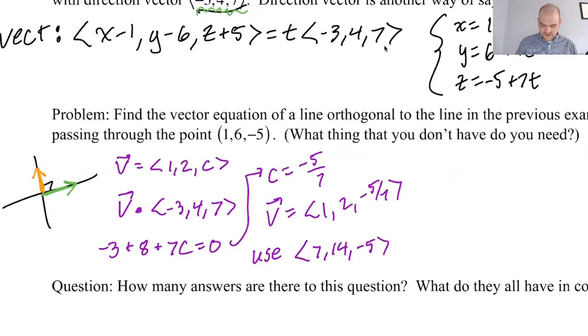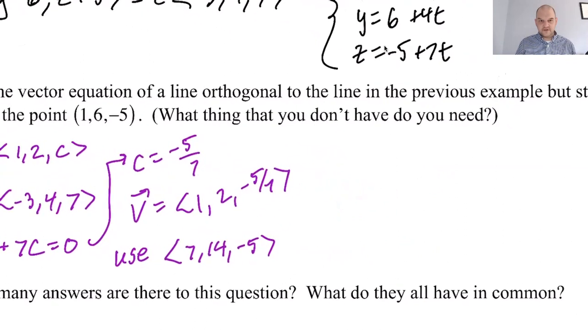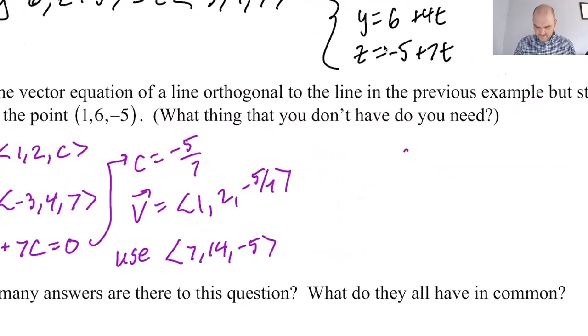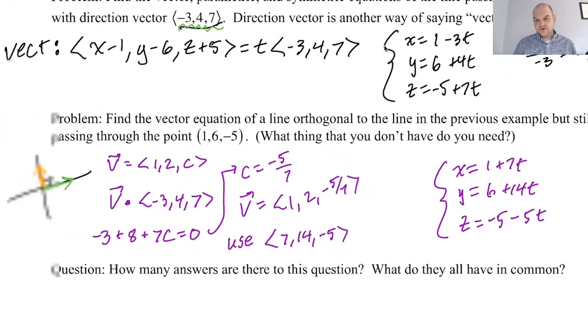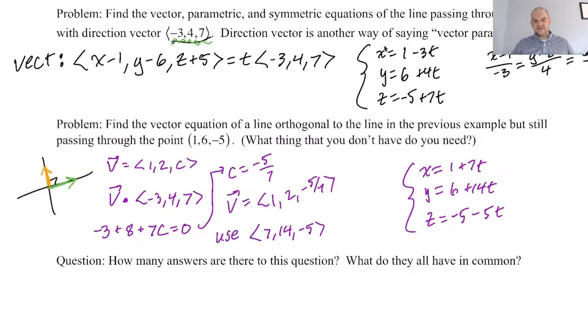All right, so this is my direction vector, and so my line is going to be x equals, y equals, z equals 1, 6, -5, plus 7t, plus 14t, and minus 5t. This is the equation of a line that is orthogonal to the line in the previous example.